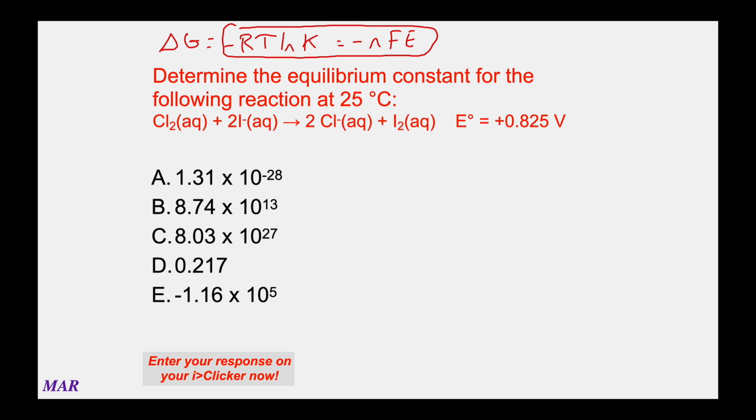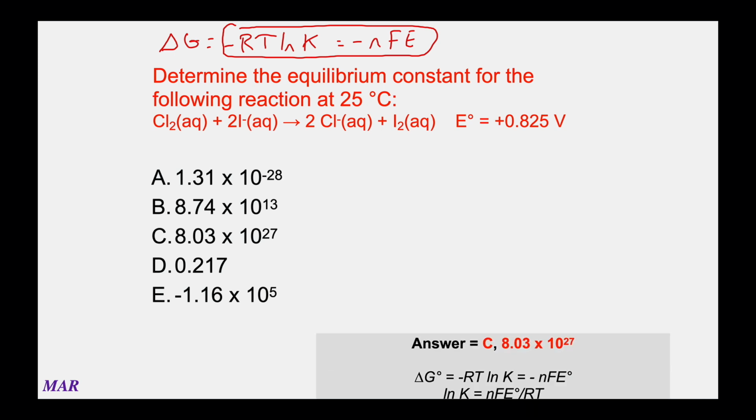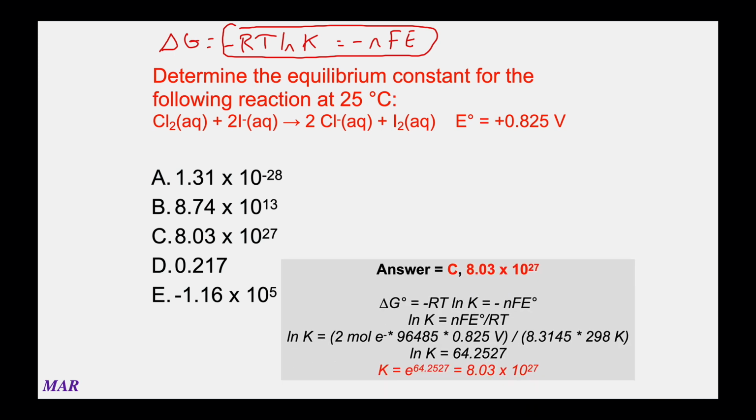E's that are positive correspond to delta G's which are negative, and negative delta G's correspond to K's which are greater than 1. So I would not expect answer A to be correct, because that is a reactant favored K. You want to have a product favored K. So here's all the math, all right? And again, this is kind of the big part right here.